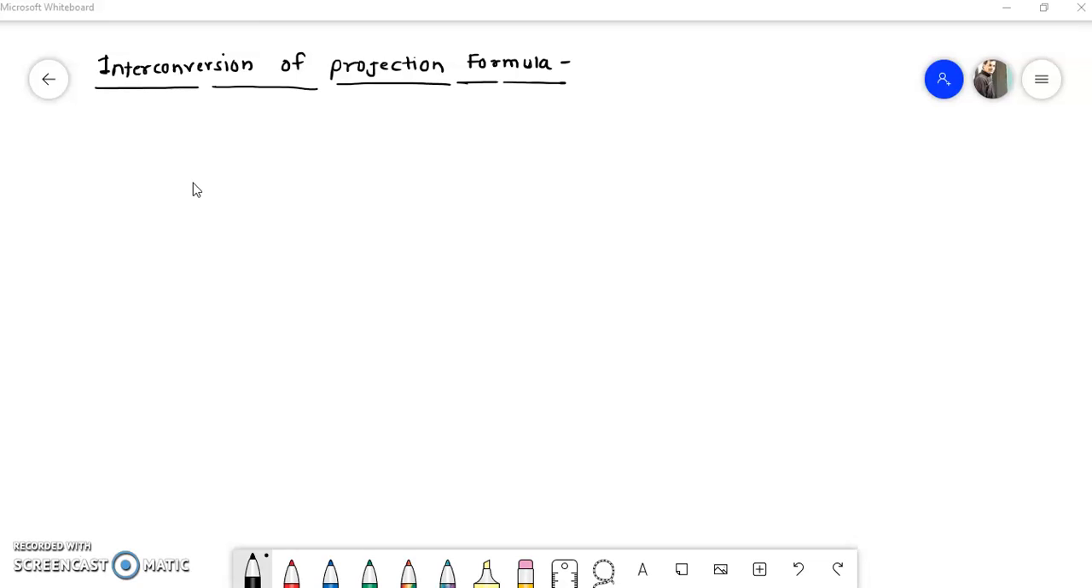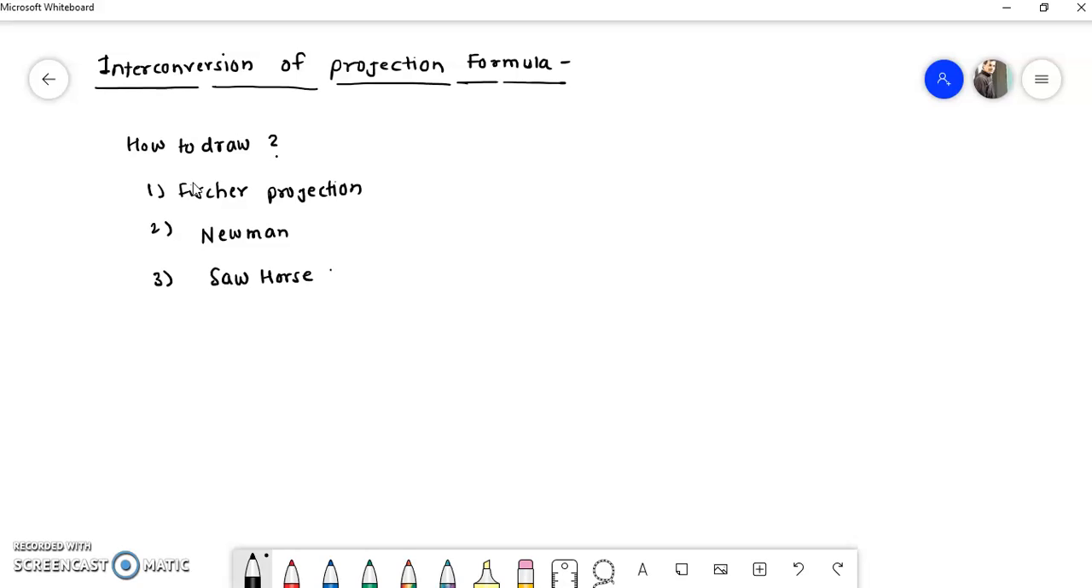In the previous three videos we have seen how to draw the different projection formulas. We have seen the Fischer projection formula, then we have seen the Newman projection formula, and also we have seen the Sawhorse projection formula.